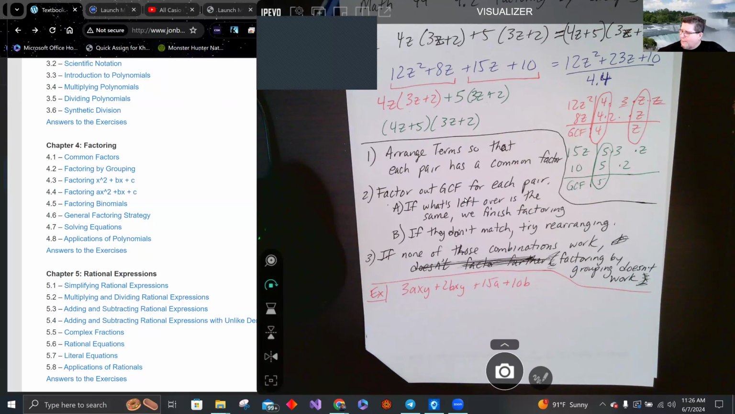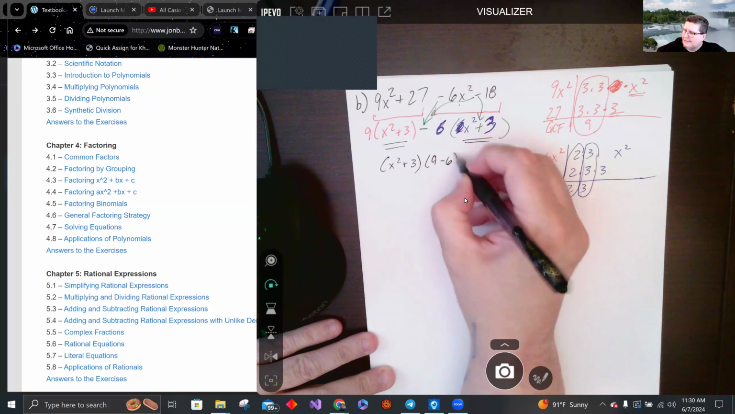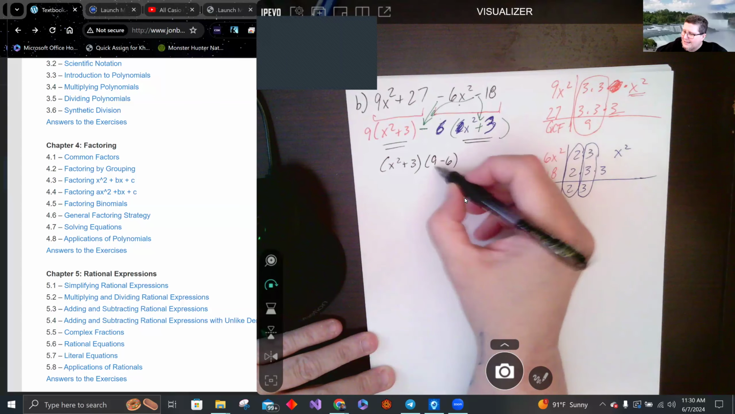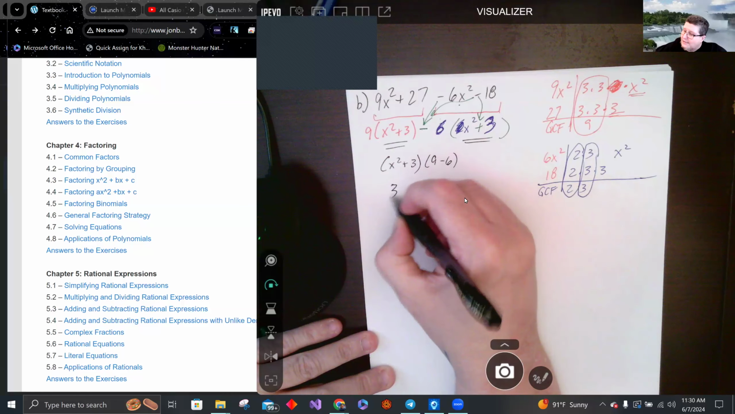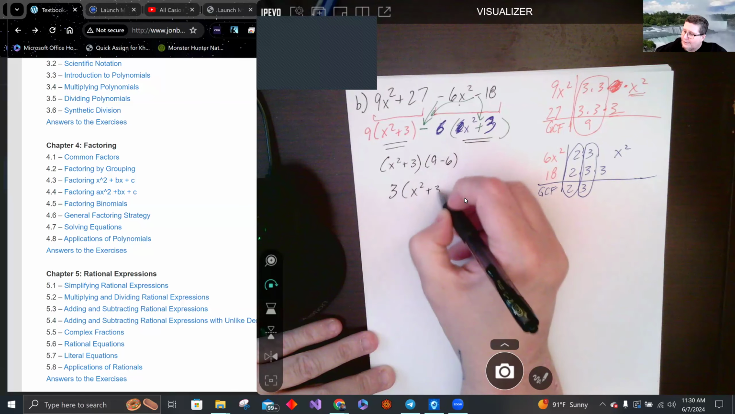All right. I have the x squared plus 3 in common. We're going to pull that out. And I'm left with 9 minus 6. 9 minus 6 is 3, so I'm just going to do that. This is 3 times (x squared plus 3).